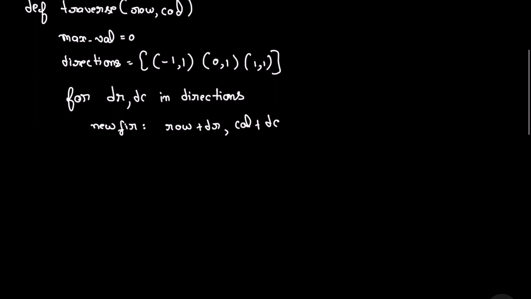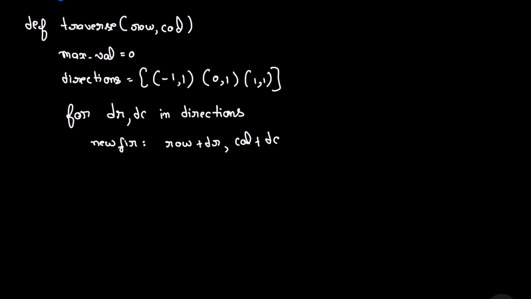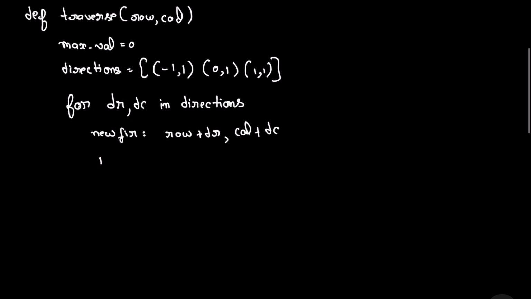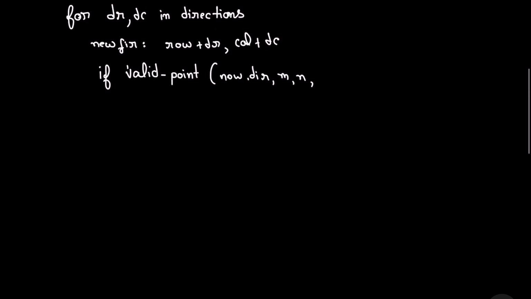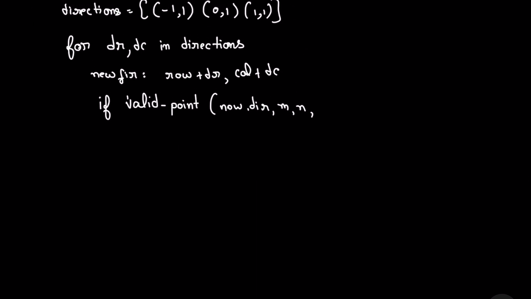Now I've created the new direction, but I have to see if this new direction is valid or not. Here I do not want to overcomplicate things. I just write a hypothetical function, if valid point, that is this new point that is created, new direction, if this is valid or not. Now just thinking out loud, how can I check if the new direction is valid or not? First thing, it has to be in the range of the grid. Let's say m and n represent the dimensions of the grid, and one more thing that I need to check is whether the next value is actually bigger than the previous value or not.